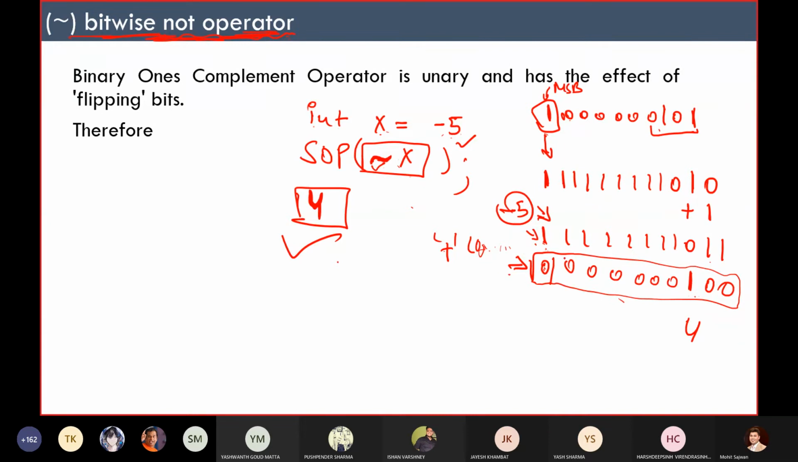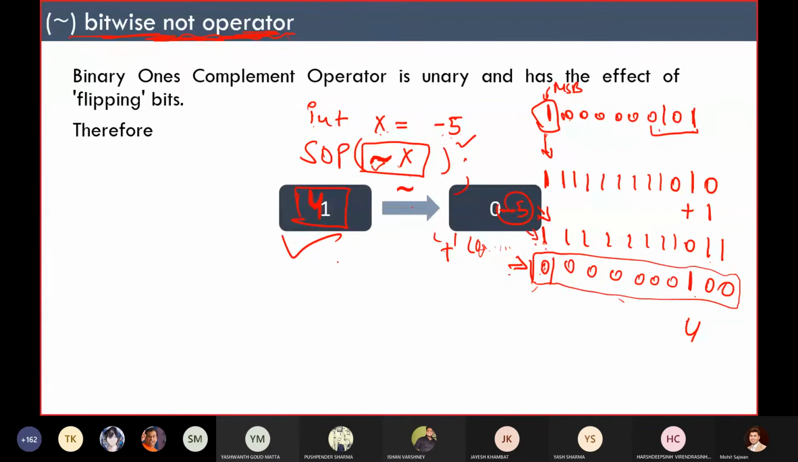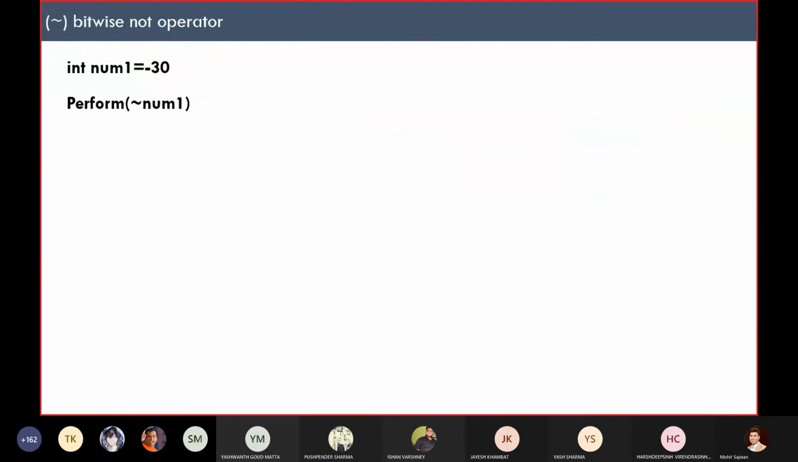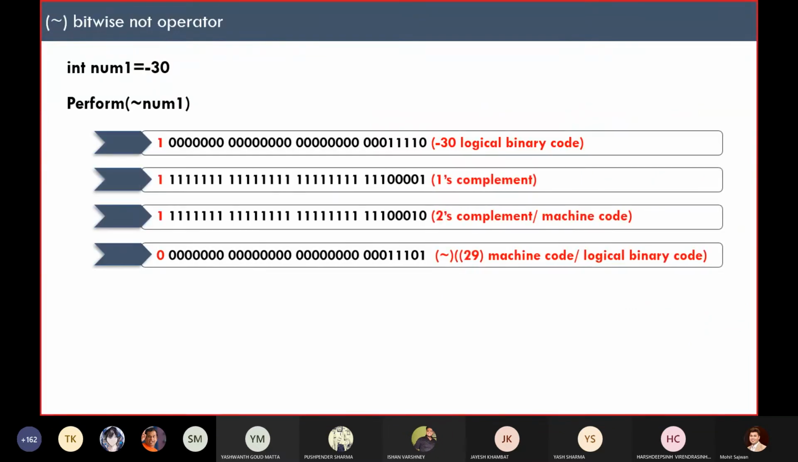So now you don't need to convert it. Why are we not converting again to 2's complement? Because here we are getting a positive number, and for a positive number, your logical code as well as machine code are both the same. So that is why there is no need to perform that operation again. Okay. So here this is the case.